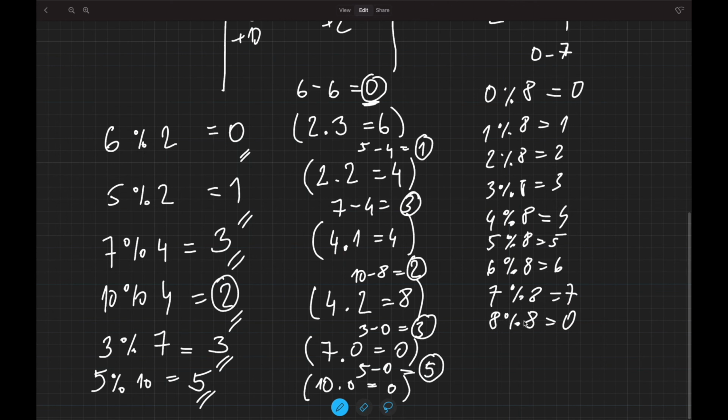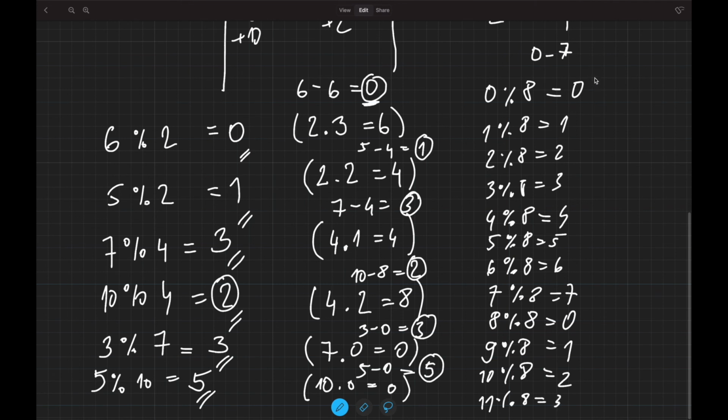8 fits into 8 at most one time. 8 multiplied by 1 is 8, and 8 minus 8 is 0. Now I can go on. 9 modulo 8 gives me a remainder of 1. 10 modulo 8: I can fit the number 8 into 10 at most once, and the remainder is 2. And you can see I have this cycling behavior. 11 modulo 8 is 3.